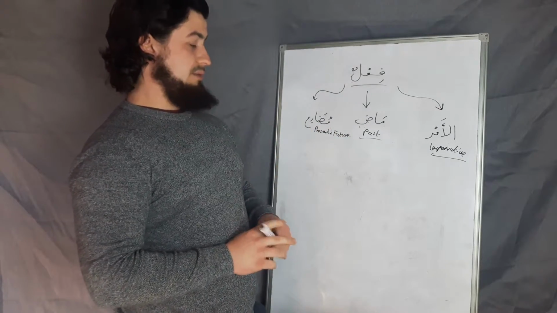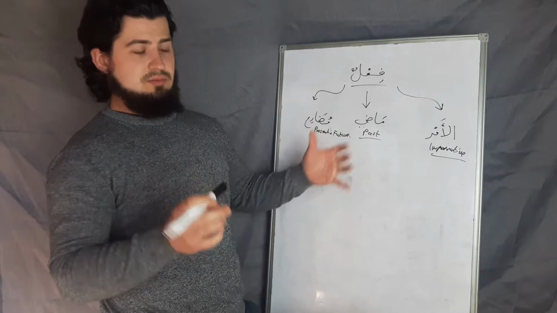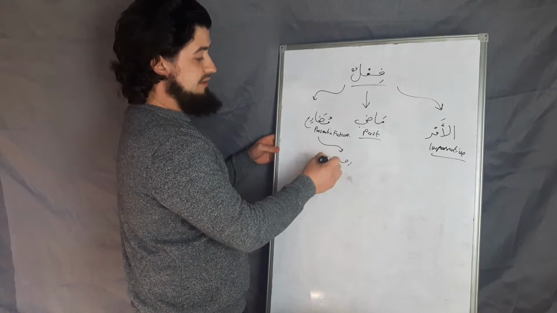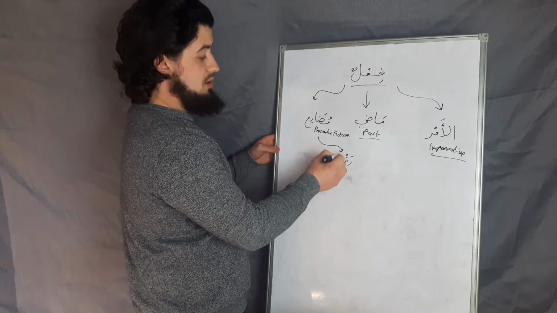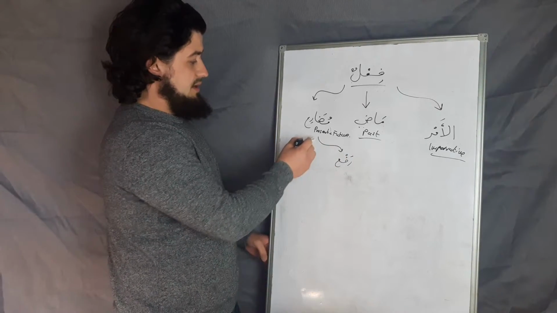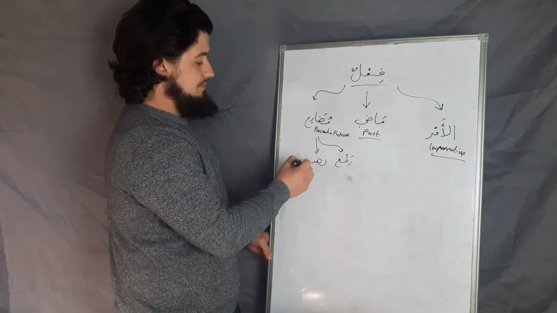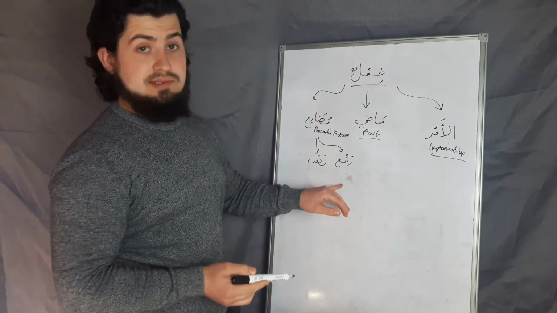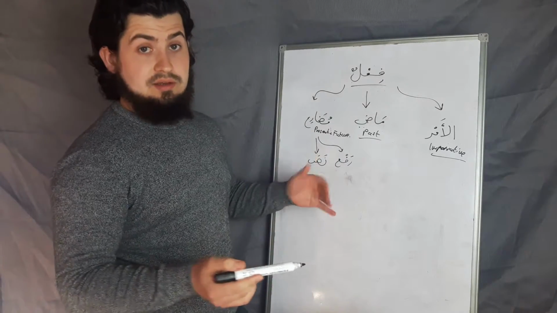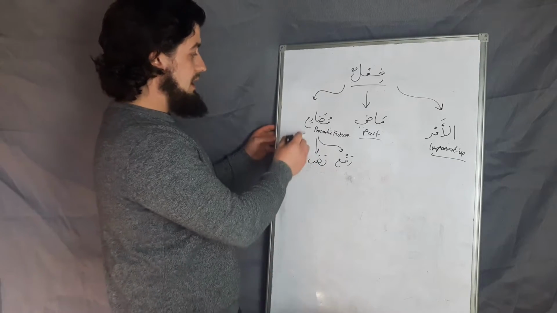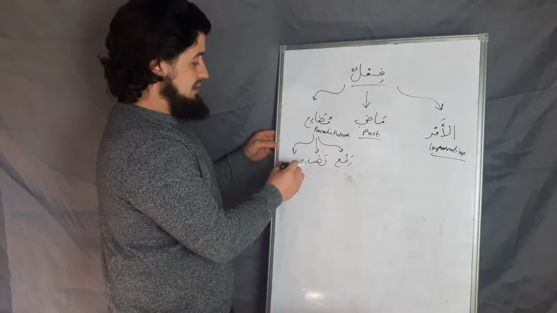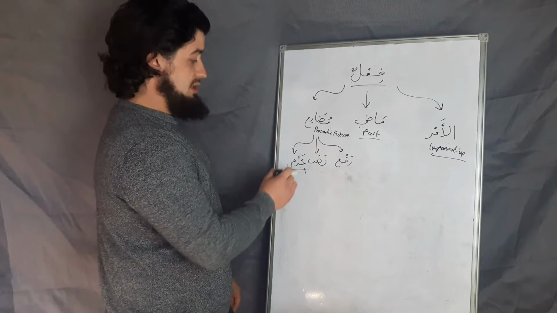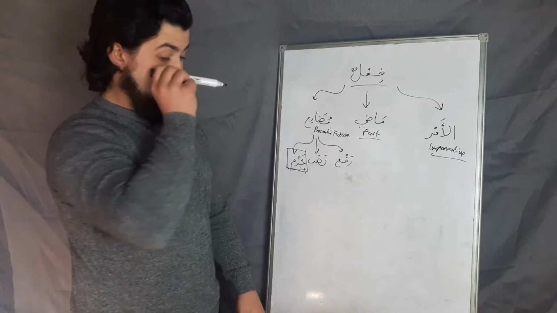So the past, we've done the madi, and we've done the present and the future, the mudari'. In here, the normal mudari', which we've done, is the rafa'. That's just the normal present tense. There is what we call the nasab. Those are cases for nouns as well. You have nouns that are rafa', and you have nouns that are nasab, that are marfu' and mansub. But the one we're focusing on today is the jazm, or al-fi'l al-majzoom.